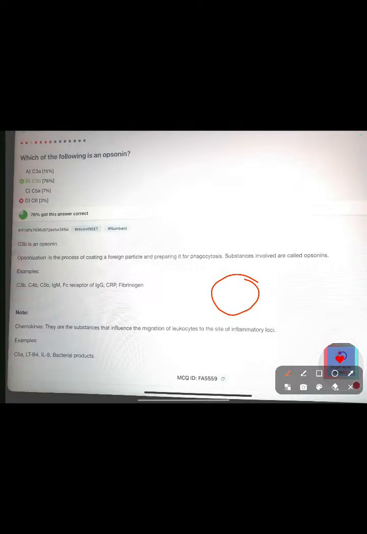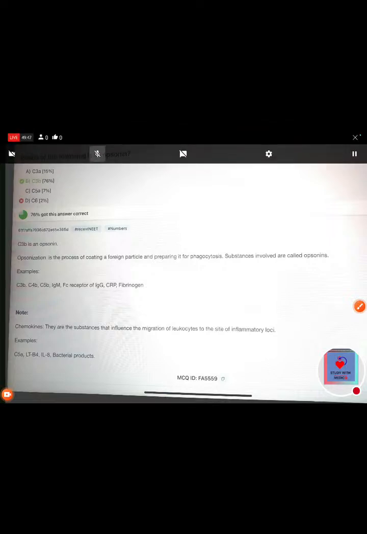So what are the opsonins? They coat the foreign particle and make it tasty for phagocytes. This is called opsonization. C3b is the opsonin. Examples are C3b, C4b, C5b, IgM, Fc receptor of IgG, and fibrinogen.